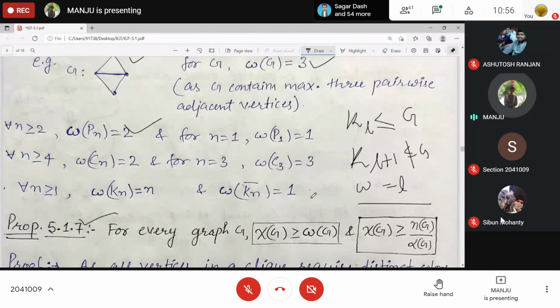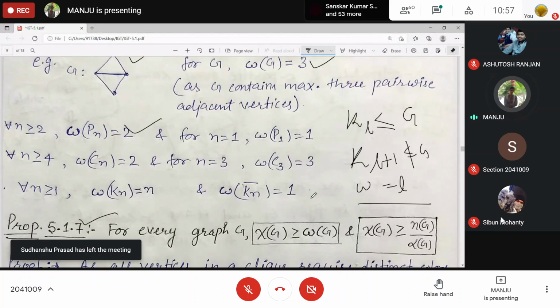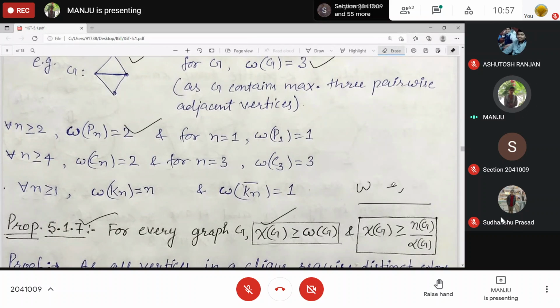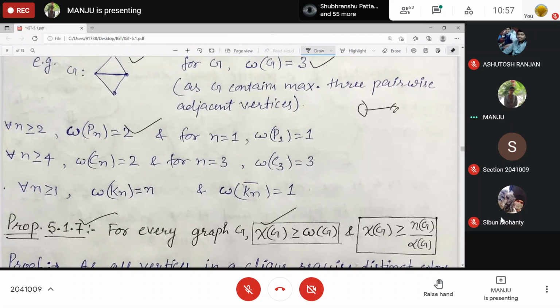Okay, chromatic number, what does it denote? What does it represent? Xi of G corresponds to the minimum proper coloring. And omega of G is your maximum number of pairwise adjacent vertices. Clear? And whatever pairwise adjacent vertices there are, at least that many colors are needed, right?